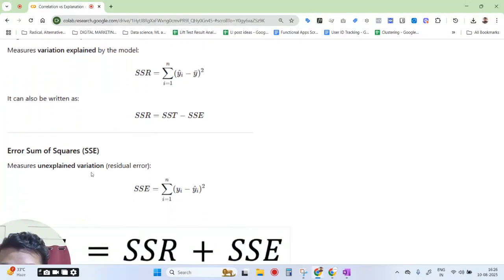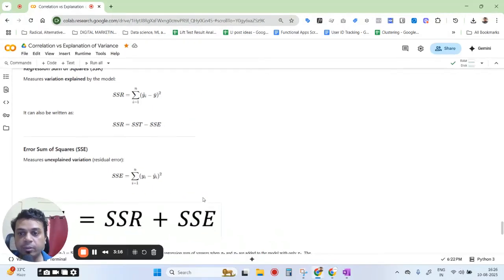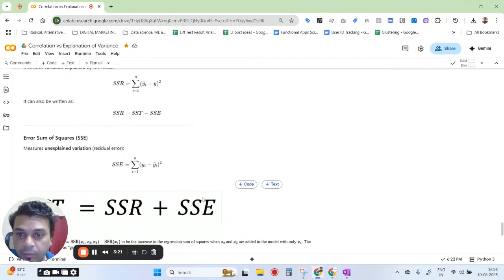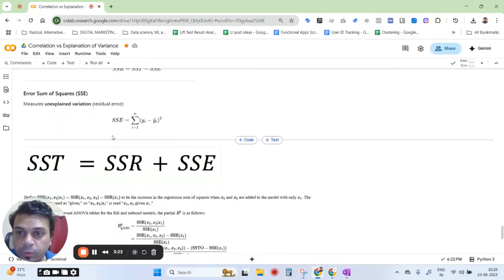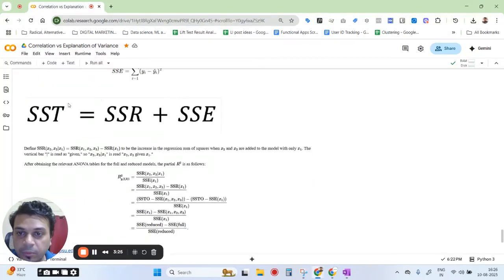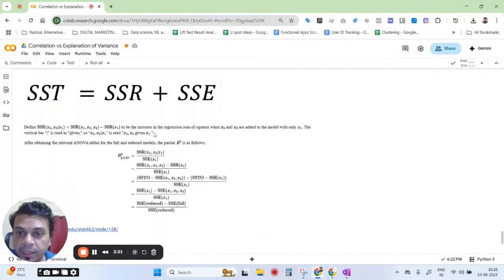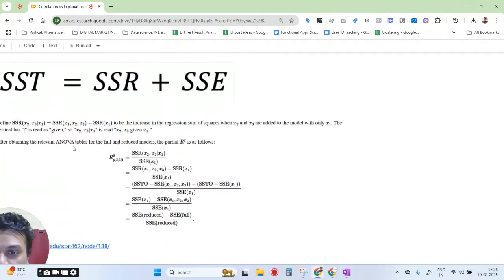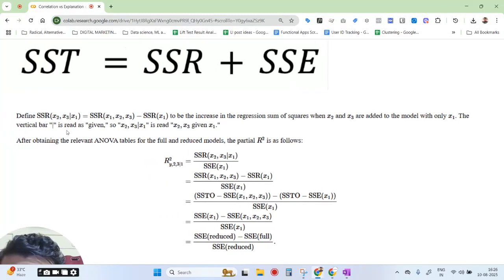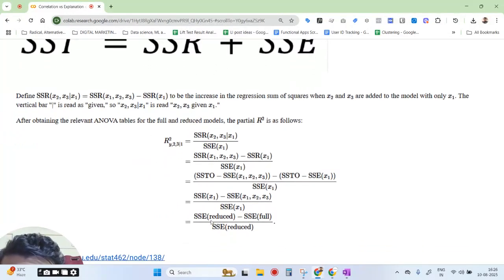Why? Because SSE, which is the error sum of squares, is nothing but the observed minus the predicted. So this is the actual minus the predicted, within the bracket. These two, SSE and SSR, sum up to the total sum of squares. So your R squared is basically your SSR by SST. In this case, though, you'll see that this is an example where it has broken down the concept of partial R squared. This is where it comes out to be SSE reduced minus SSE full by SSE reduced.